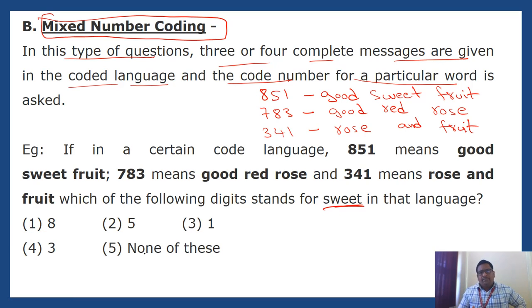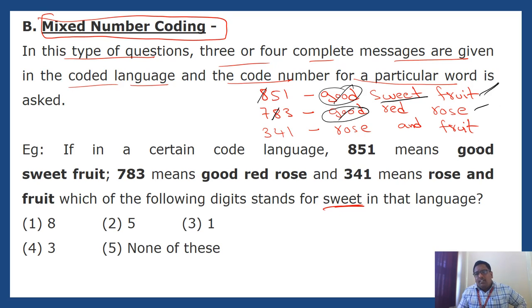Okay, let us see. I want to find sweet. So this is my reference sentence. So compare first sentence and second sentence. Which is common? Good is common. So which number is common? 8 is common. So I can strike it out. 8 means good. That's it done.